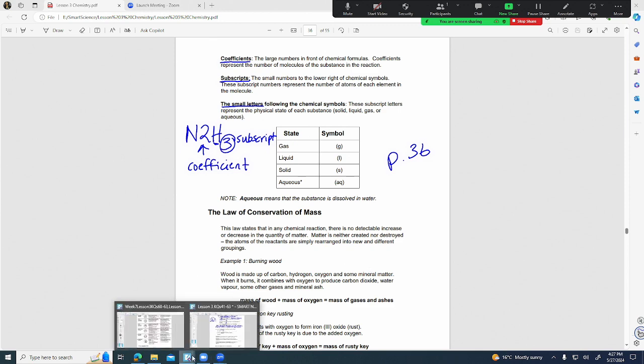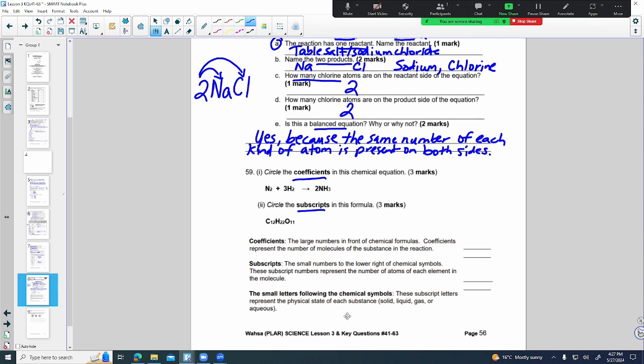So let's look at our key question here. Circle the coefficients in this chemical equation. Very straightforward. Look for the big numbers or large numbers. So you only have 2 and 3. So N2 plus 3H2 yields 2NH3. Those are your coefficients, 3 and 2. Make sure it's the large number. Circle the subscript in this formula. So you're looking for the small numbers to the lower right of the chemical symbols. This one says C12H22O11. So you circle 12, 22, and 11. Okay, those are the small numbers to the lower right of the chemical symbol.